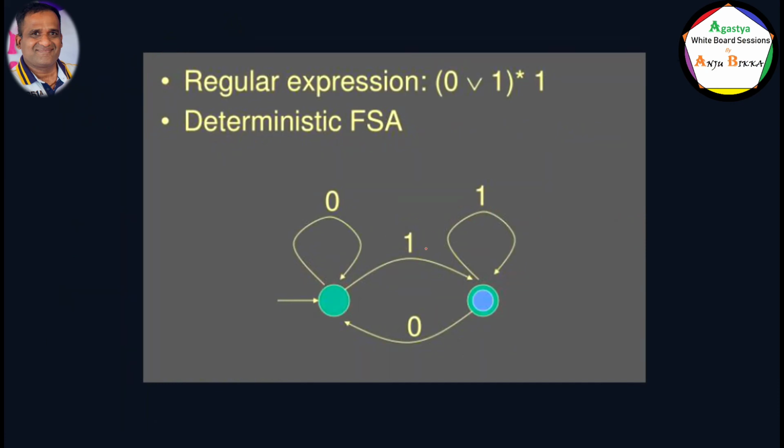Now we can see here, sigma is equal to 0 and 1. From each state there are exactly 2 transitions: one on 0 and one on 1. From here also exactly 2 transitions, one on 0 and one on 1. So it is a deterministic finite state machine.